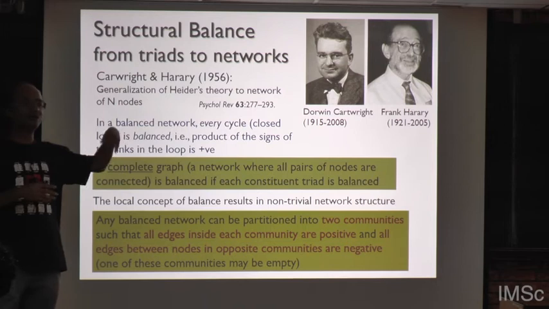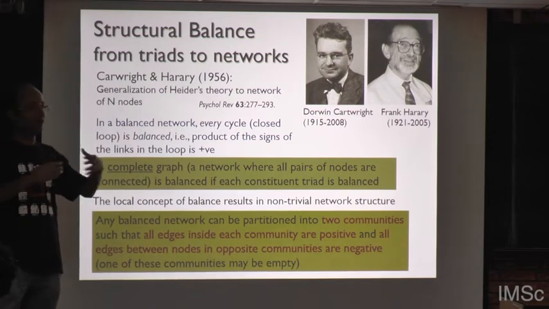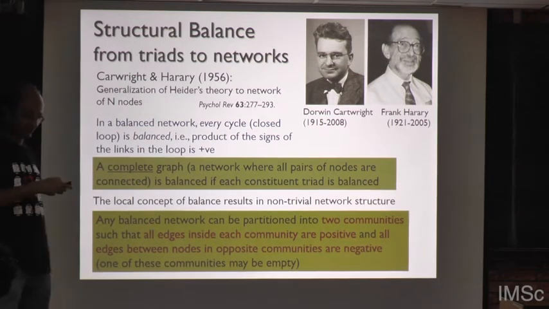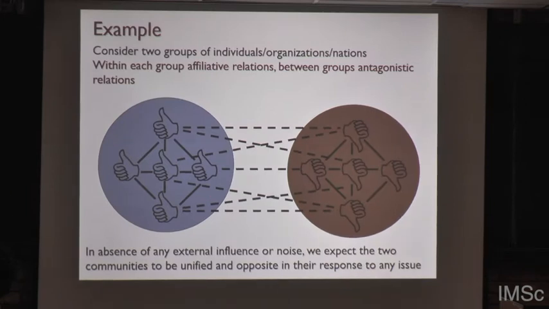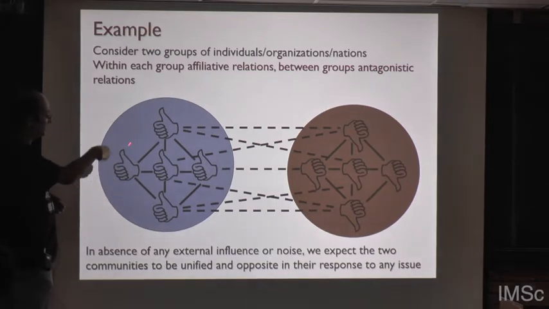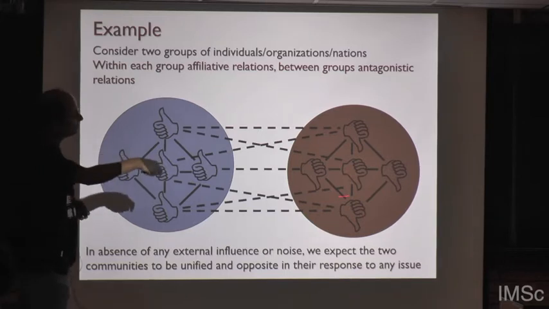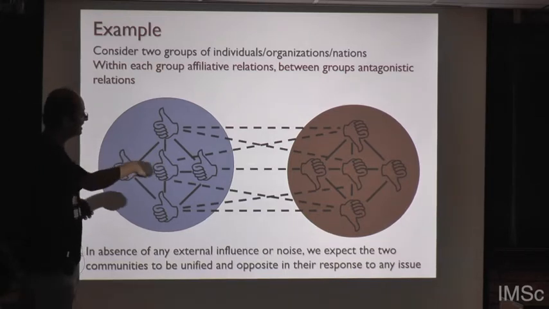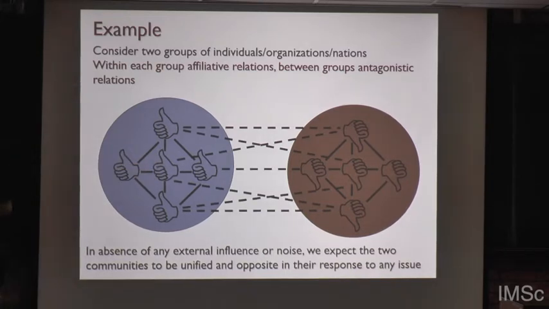Within each group, you only have plus relations, and between the two groups, you only have minus relations. Or in other words, you can just take a balanced network and divide it into two parts. Within each group, you will have nodes which only have plus relations, and between them, you have negative relations. So this is essentially following from the definition of a balanced network.